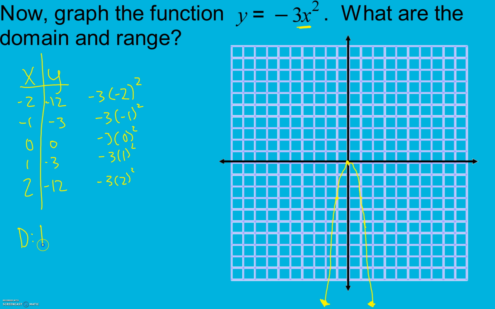My domain, again, I can have any number that I want to plug in. There's no number we can't square and then multiply by negative 3. My range, however, there are some values that I'll never get. Here I have a sad face parabola, which I should because of my negative in front. Okay, the negative tells me it's going to be a sad face parabola. So I have a maximum value here, which means all of my y's are going to be anywhere less than or equal to the y coordinate of that vertex, which is 0.